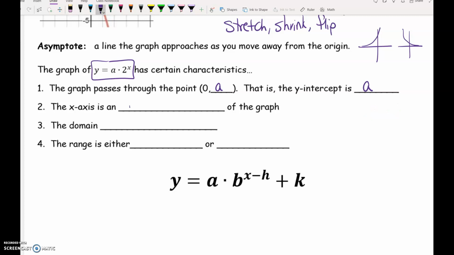The x-axis is an asymptote. It's a crazy word that has way too many consonants in it, but that's the word. The x-axis is an asymptote of the graph. That means that this graph is really, really close to the x-axis. It gets closer and closer, and if you were to zoom in and zoom in and zoom in, it would constantly be getting closer to the x-axis, but it's never really going to get to 0, and it's never going to cross that asymptote. The domain is the super easy part. The domain is all real numbers.